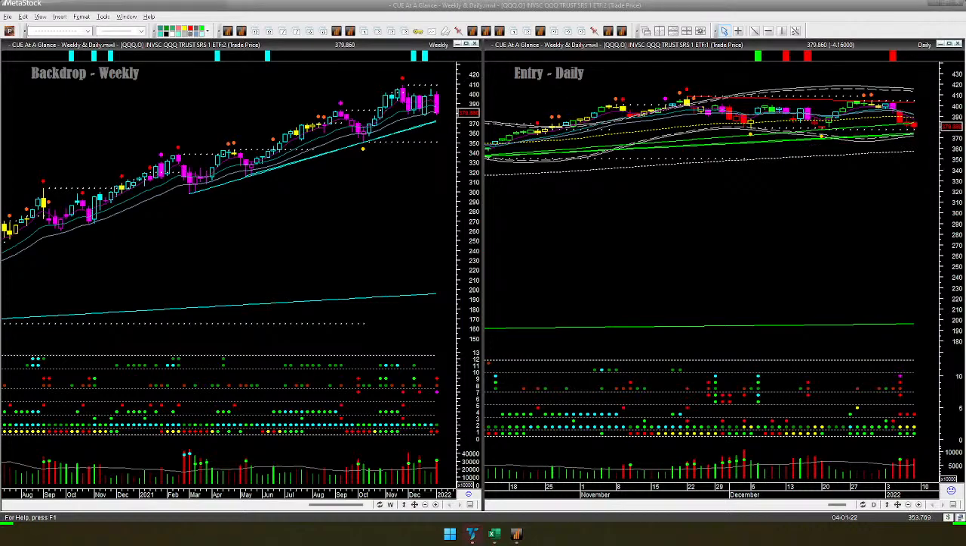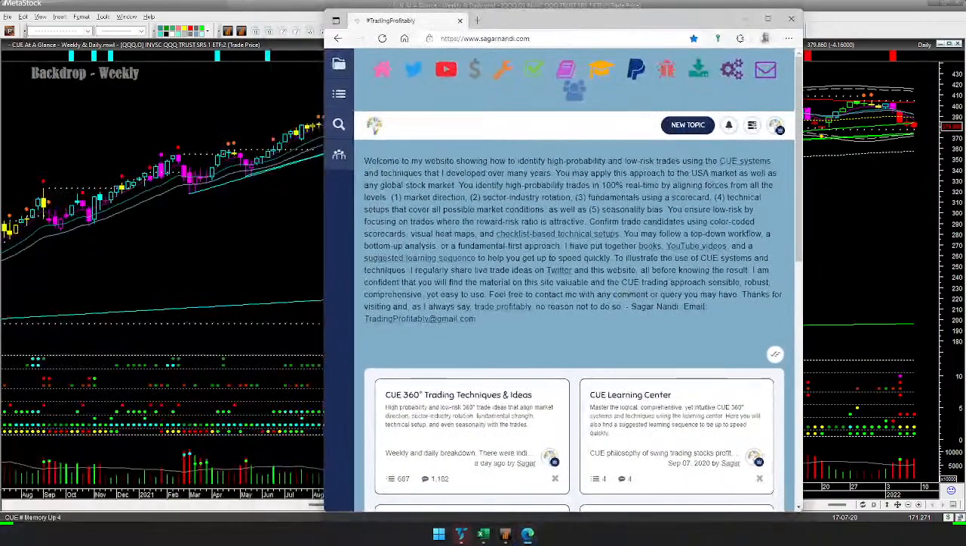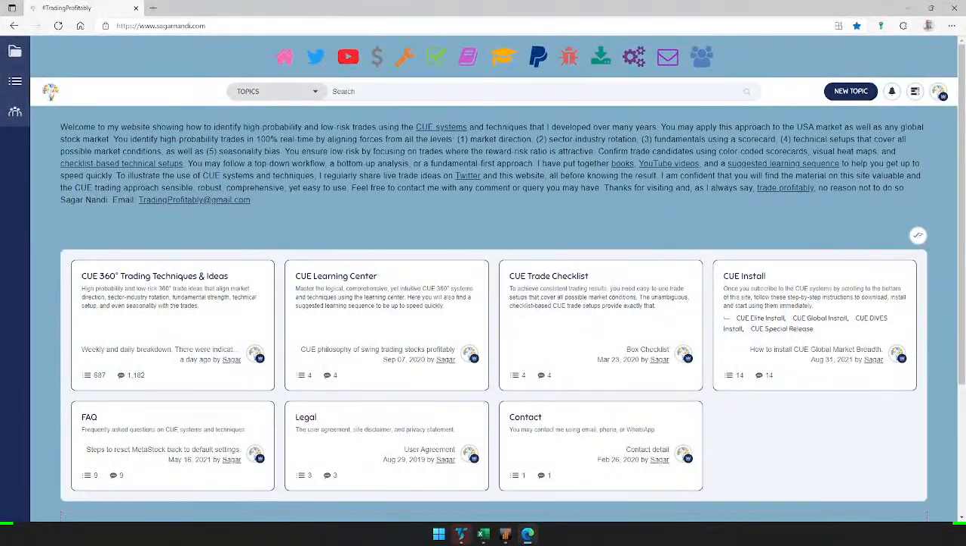Incidentally, when QQQ was coming down right near the top, I in fact shared a bearish idea on QQQ that was using SQQQ. SQQQ is the inverse ETF for QQQ. So I suggested a long trade on SQQQ, which was a bearish idea on QQQ. Let's have a look at that.